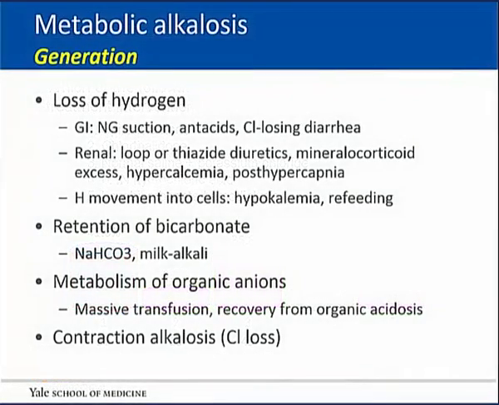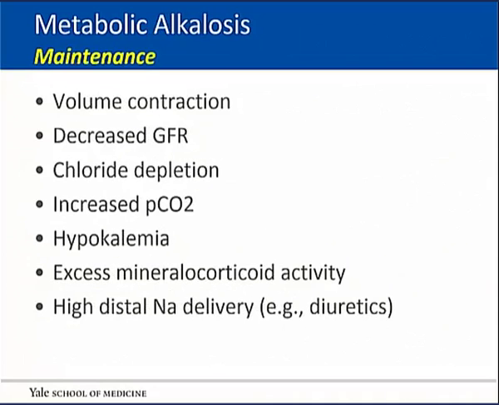So how do you generate metabolic alkalosis? Well, it's either because you're losing hydrogen from the GI tract or from the kidneys, or you're retaining bicarbonate, usually because we are giving it to the patient too much and they cannot excrete. Or we're metabolizing organic acids, probably massive transfusion is the most important one here, or there's too much chloride loss, which is what happens in contraction alkalosis.